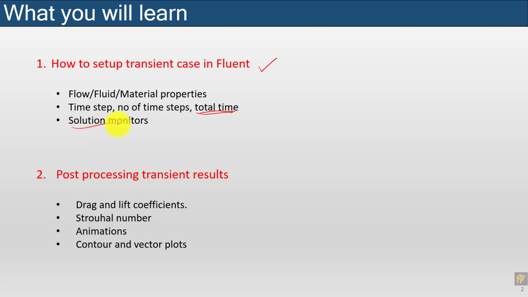And also you will learn how to set up the monitors for the transient case so that we can get the important information from these monitors. These monitors will not only tell you about the convergence, but also give you very important information about the convergence of the transient data and other important data from that case. So at the end of this course, you should be able to find the drag and lift coefficients for the transient case, the Strouhal number, animations, and contour and vector plots.